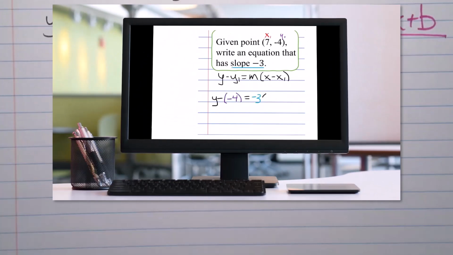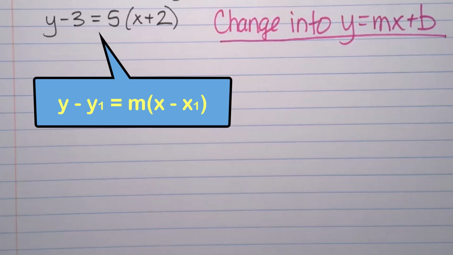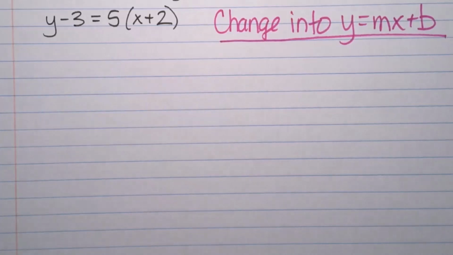Hey, in the last video I showed you how to build an equation for a line using the point-slope form if given a point and a slope. And what you're looking at right now is an equation that's in the point-slope form. The next thing you have to know how to do is how to transform that into a slope-intercept form, which is y equals mx plus b.